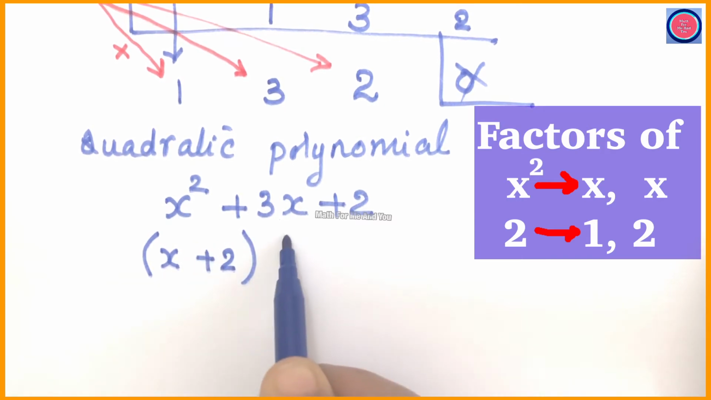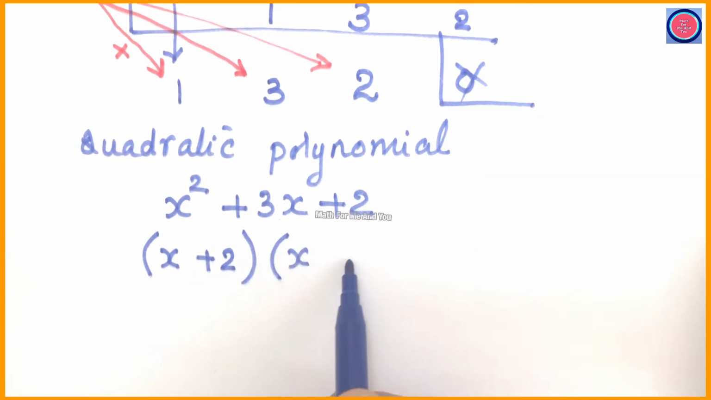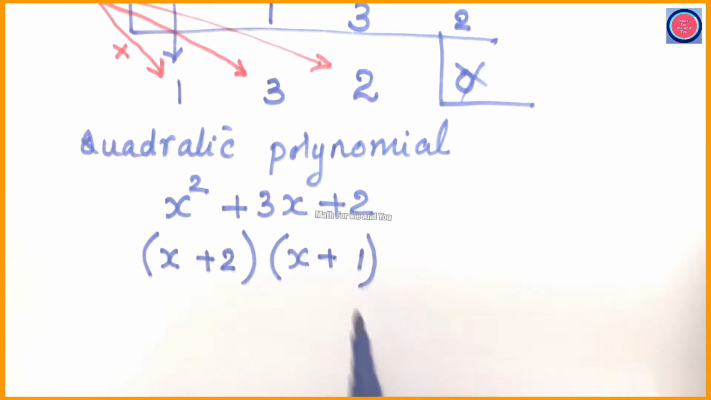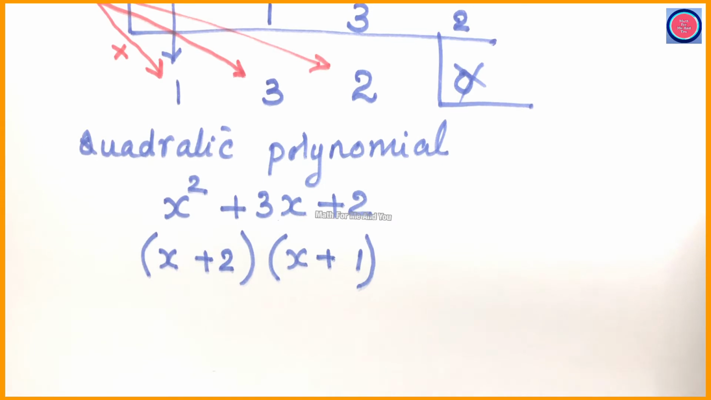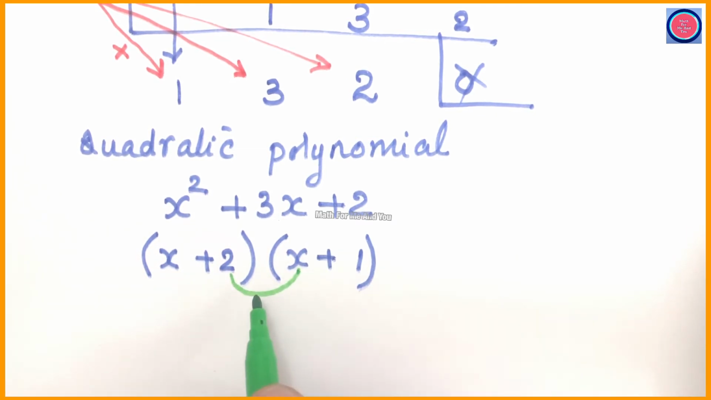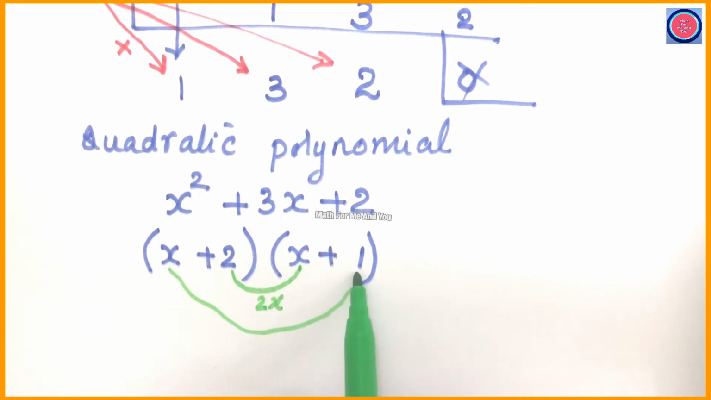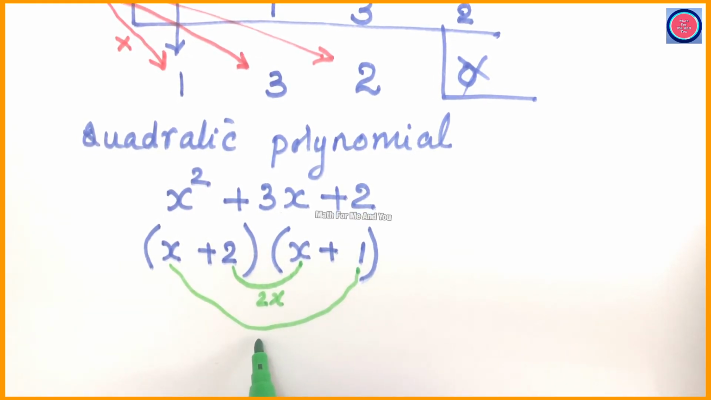So the factors of this polynomial we can write as x plus 2 and x plus 1. All the terms are positive, so we get x plus 2 and x plus 1. If you need, you can write these factors up and down and then cross multiply and check the x term. Or see here, from the first bracket we multiply the constant and the second bracket x, and first bracket x multiply with the constant in the second bracket. Then also we can check whether we are getting the middle term or not.